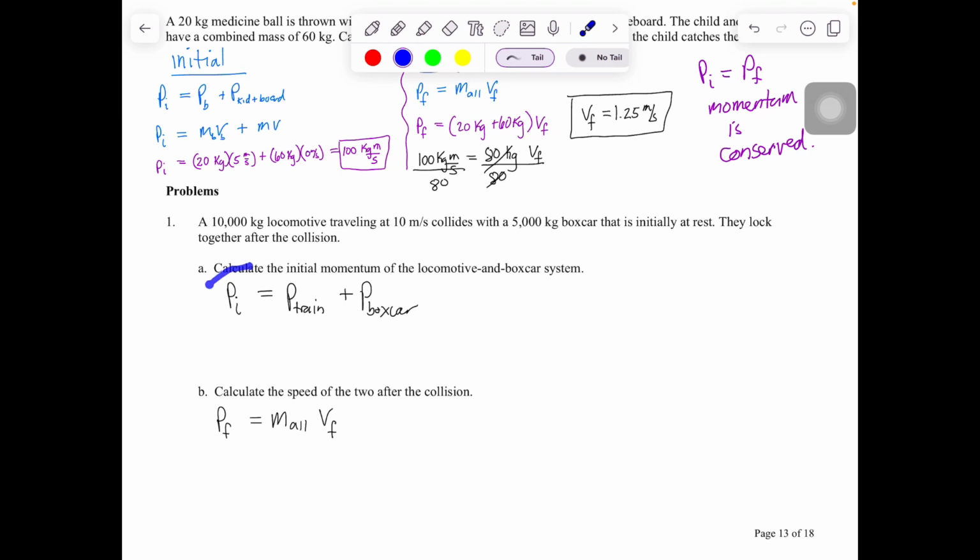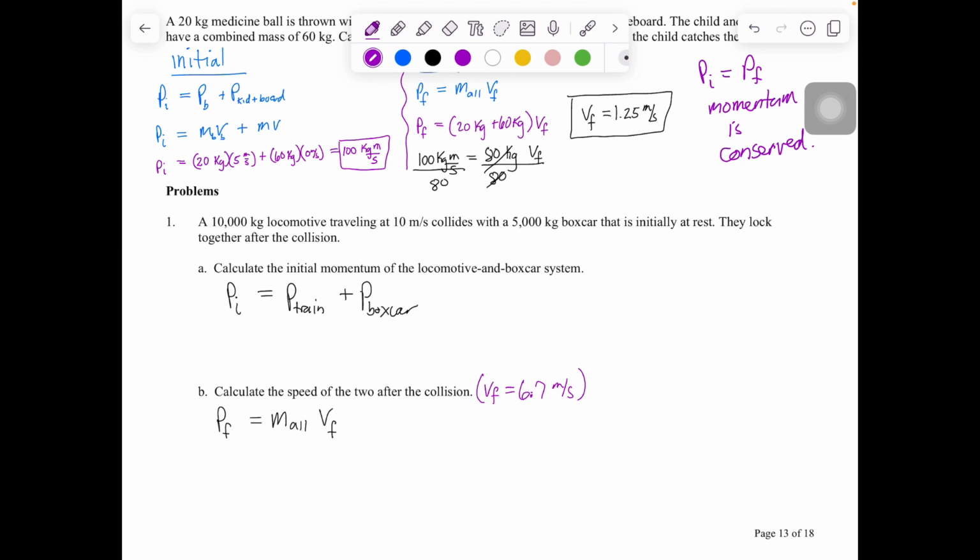You're going to start with your initial momentum, which is the train plus the boxcar. And then your final momentum, you've got to make sure you get the mass of everything to get your final velocity. And the answer for final velocity, so that you can check your work, V final is 6.7 meters per second. So try this one on your own in a moment.